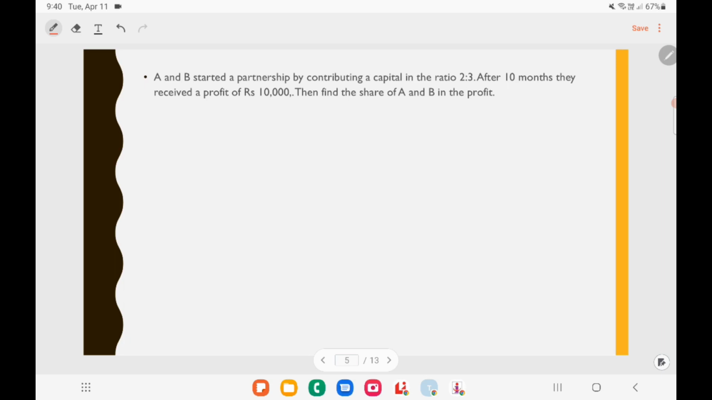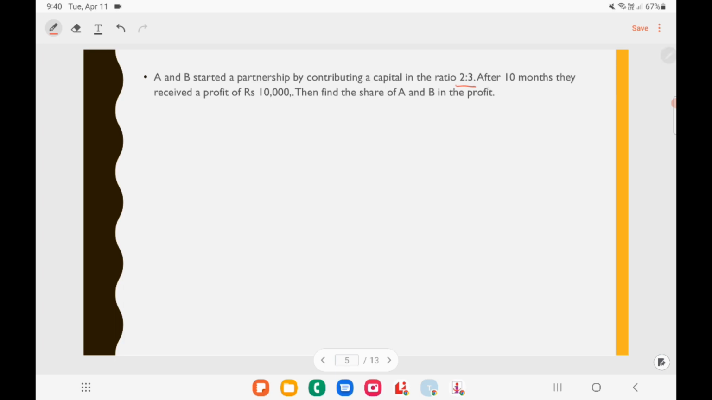A and B started a partnership by contributing a capital in the ratio 2:3. That means A and B are starting a partnership together, and they contributed some money, and it is in the ratio 2:3. That means if A put 200 rupees in the capital, B has put 300 rupees. That is, their ratio is 2:3.